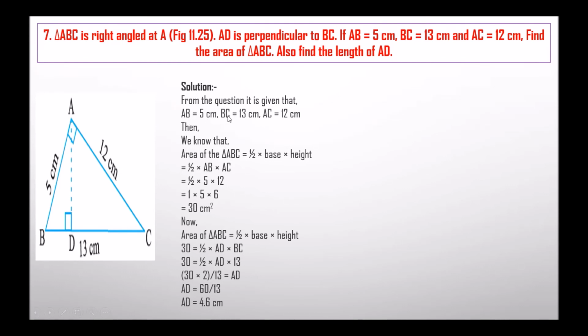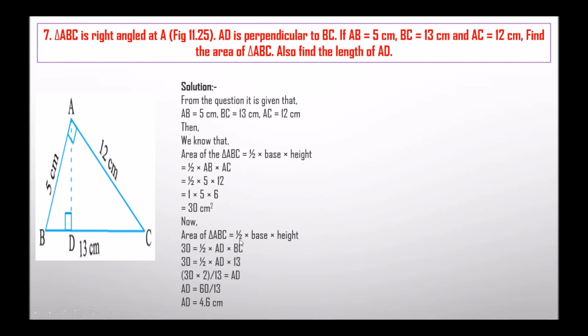AB is given 5, BC 13 and AC 12. Area of triangle ABC equals half into base into height. So half into AB into AC. So half into 5 into 12. We can cut 2 and 12. So 1 into 5 into 6, that is 30 centimeter square.